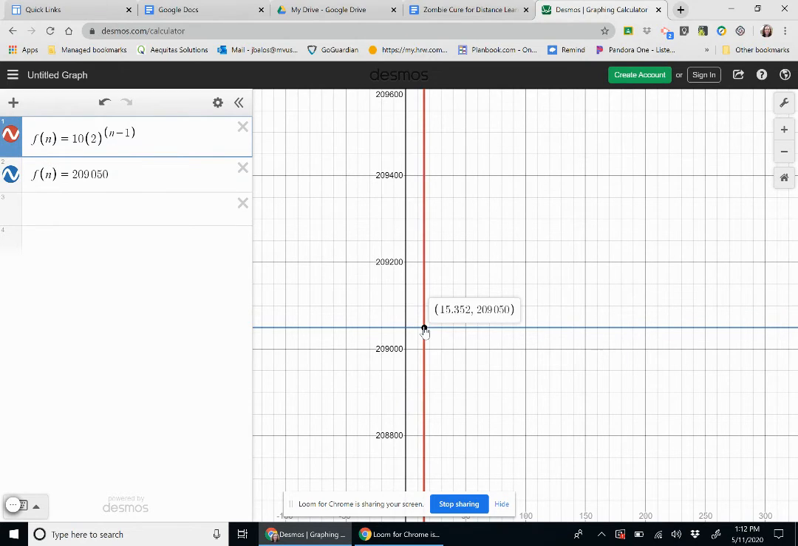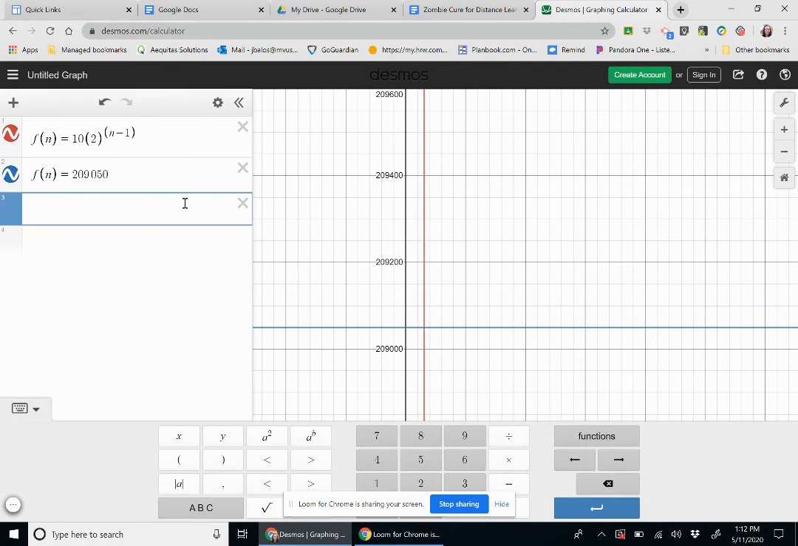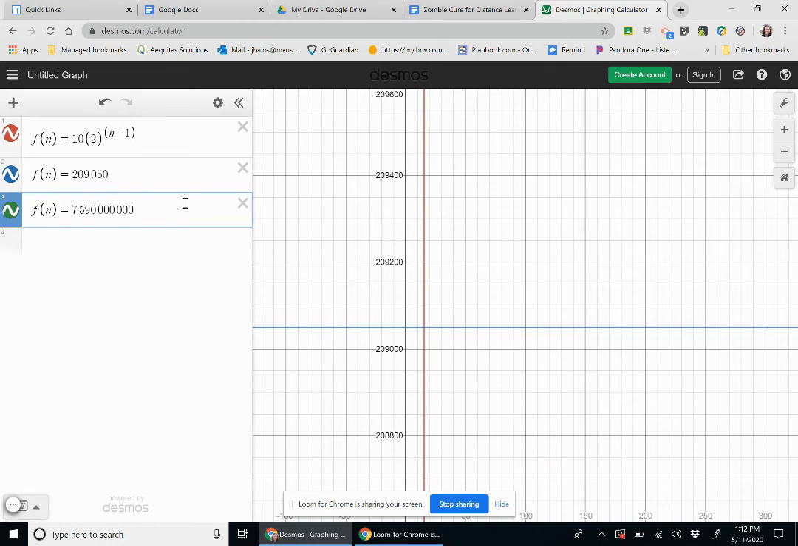Okay, now think about number 7. It says, how long will it take the zombies to take over the world? This time, the only difference is the number. Instead of 209,000, we have 7,590,000. So you can either X out of this one or just leave it there and start a new one, which is what I'm going to do. Type in f of n equals the population of the world, 7,590,000. Boom. Okay, but again, we have a problem because we can't see that on our graph, so we're going to have to adjust the settings.